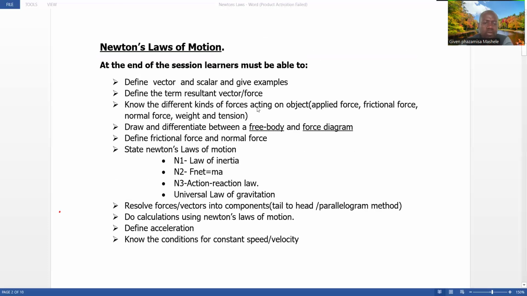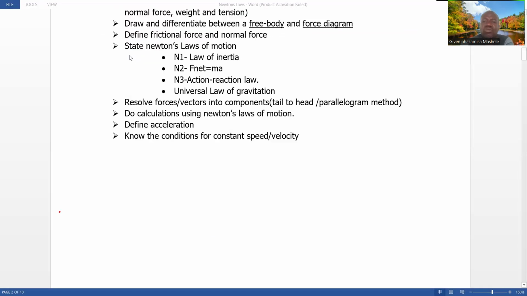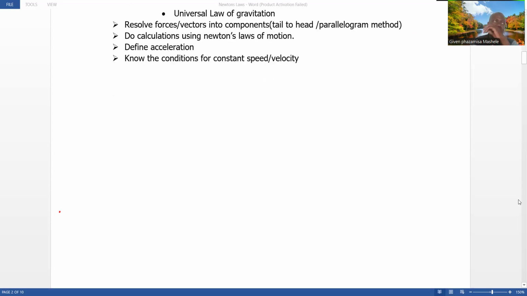Now I wanted us to talk about how to resolve forces into components using the tail-to-head or parallelogram method. Remember last time I said, if you apply a force, but not necessarily a force, if you exert a vector, and this vector which you are exerting, you are actually exerting it at an angle. Let's call this F. It's now at an angle. Let's call the angle theta.